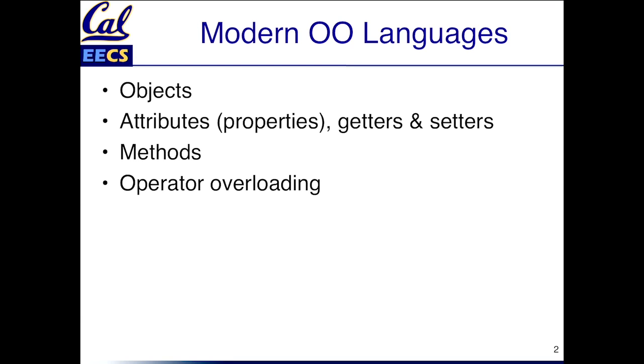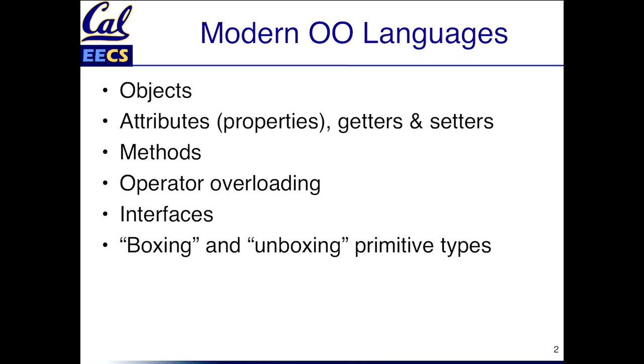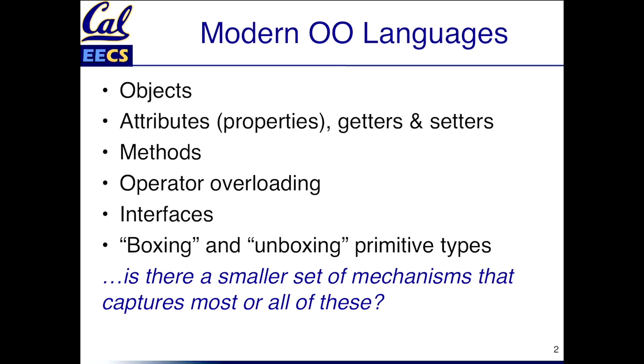Maybe if you've done C++, you know about operator overloading. There's things like interfaces, which allow you to add other behaviors to a class. Java also has these primitive types like integers, and you have to box and unbox them in order to do certain things to them. And at some point, you probably found yourself asking whether there isn't a smaller set of mechanisms that supports the things you're trying to do when you're using all these different mechanisms in a language like Java or C++.